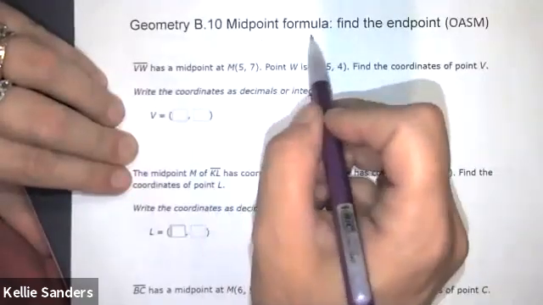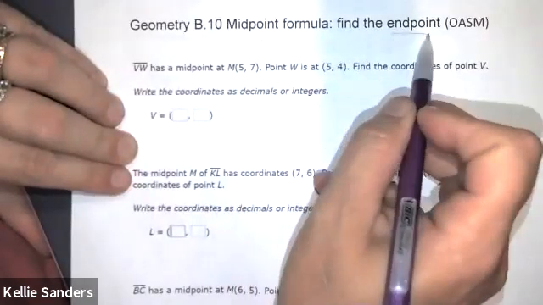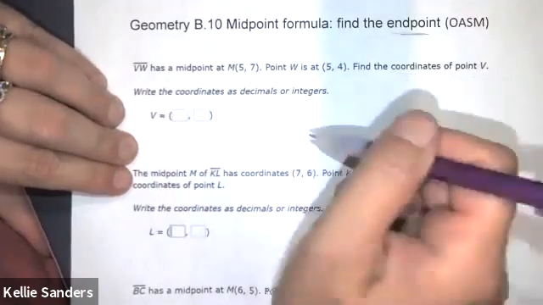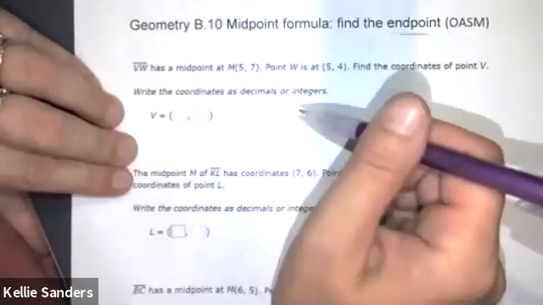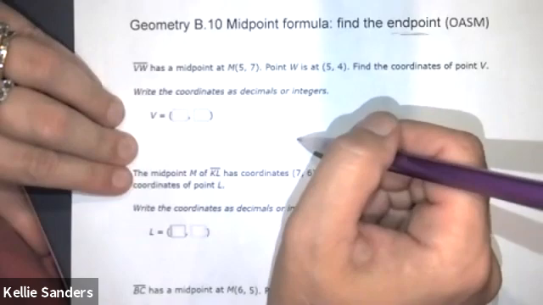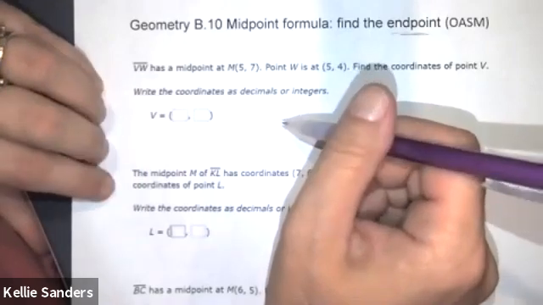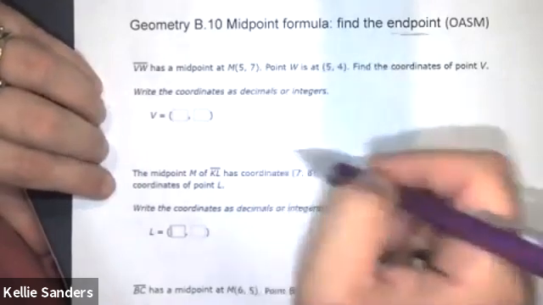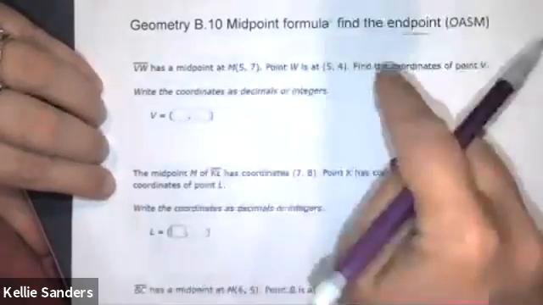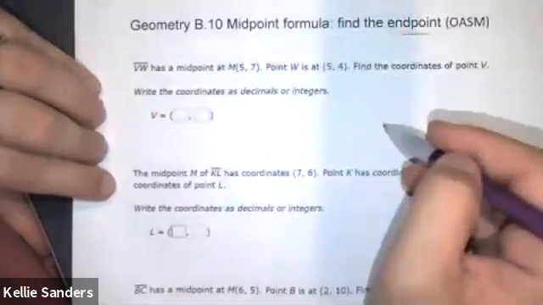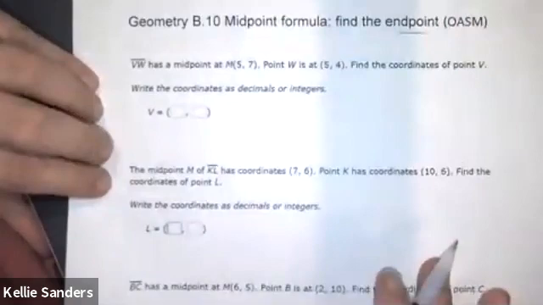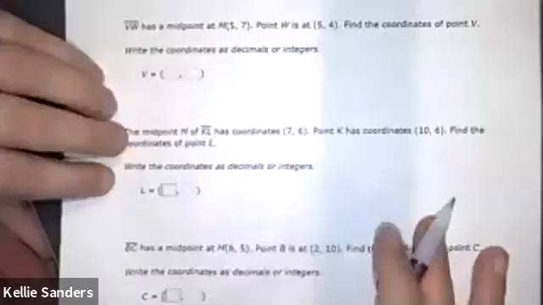B10, midpoint formula, find the endpoint. If you're going to take the ACT, like I said in B9, there will be either a B9 or a B10 question on the ACT. It's a stronger possibility that you'd have one of these than in B9, but I have seen both. But I've seen more B10s than I've seen B9s. Okay, let's see what's happening.